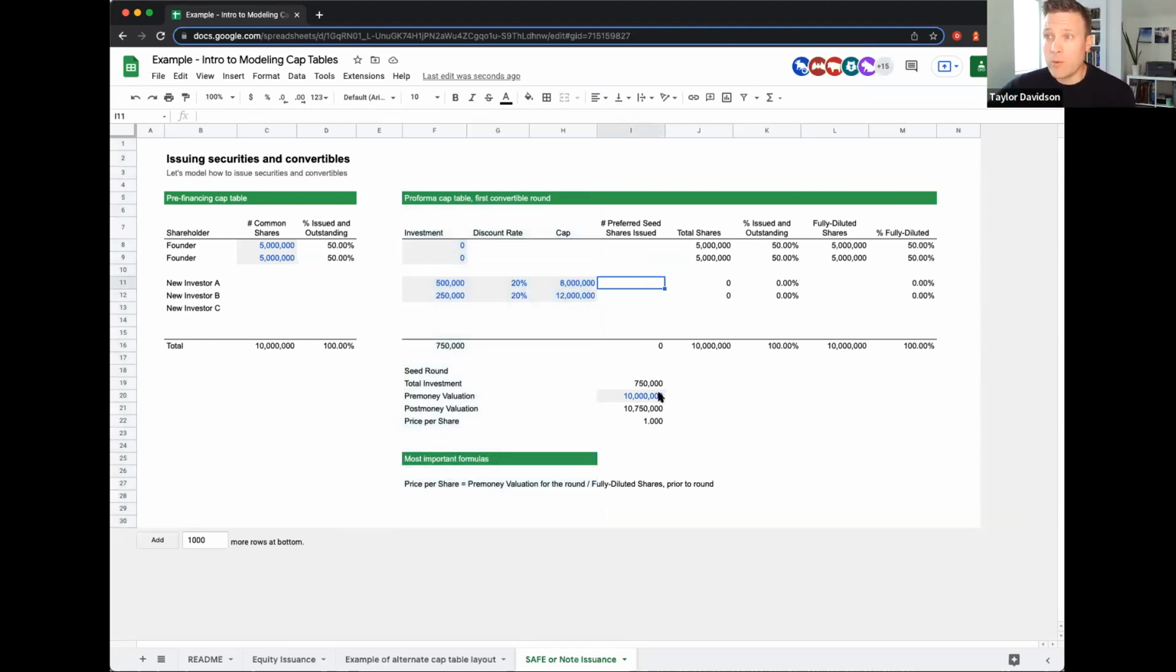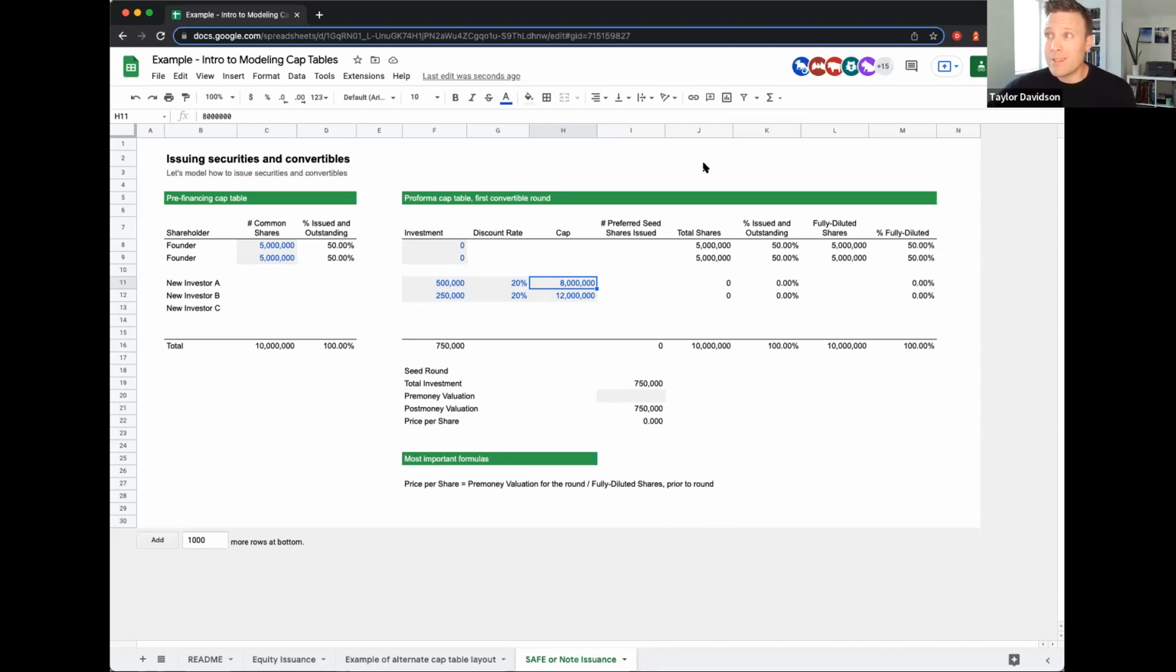So in this case, we have new money coming in, but there's not really a price per share. There's not really a pre-money valuation, right? In this case, there are caps and terms associated with the note, but you're still not setting an actual valuation. You're not issuing any shares. There's no share price, nothing yet.